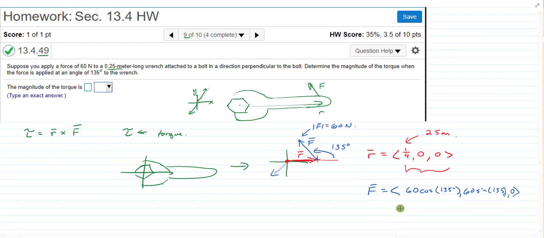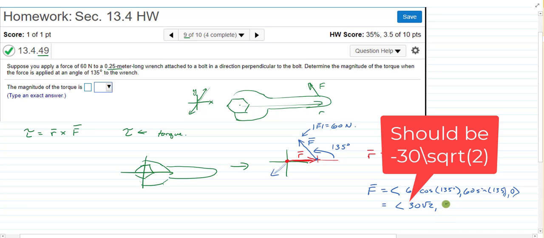So we could take this a step further, because that would be the square root of 2 over 2, so this comes out to be 30 square root of 2, 30 square root of 2, comma 0, that's our force vector.